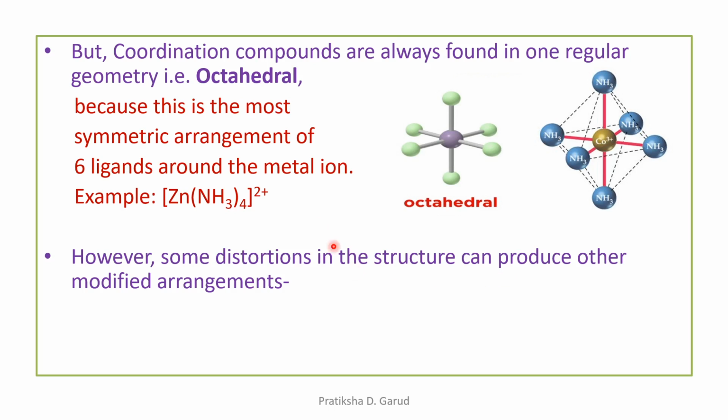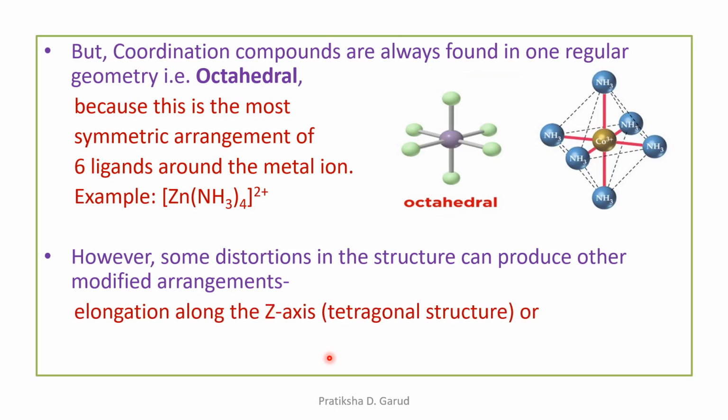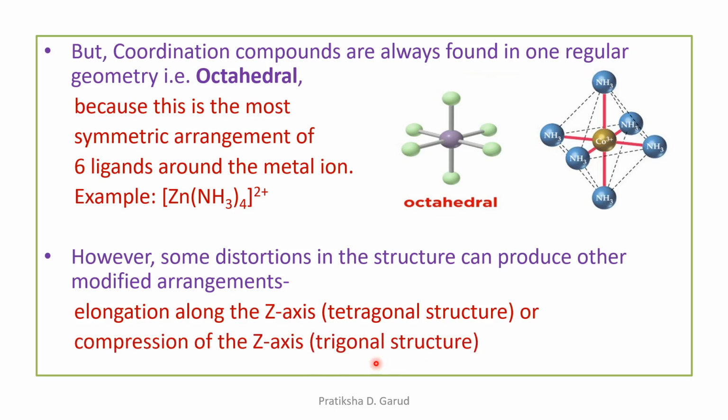Now here, as we have seen, all the 6 ligands are symmetrically arranged, but some distortions in the structure can produce other modified arrangements. Due to this modification there may be elongation along the z-axis, which produces a tetragonal structure, or there may be a compression of the z-axis, which is called the trigonal structure. So let's see this tetragonal and the trigonal structure.